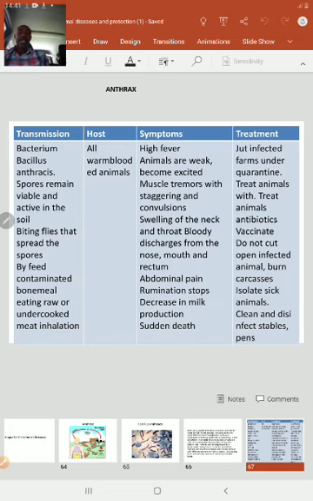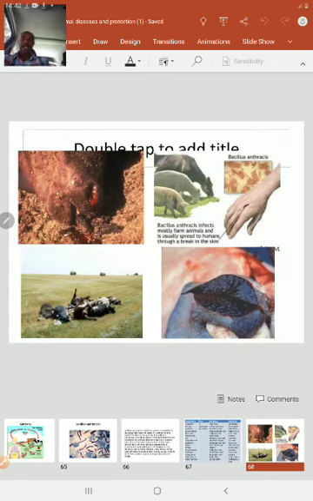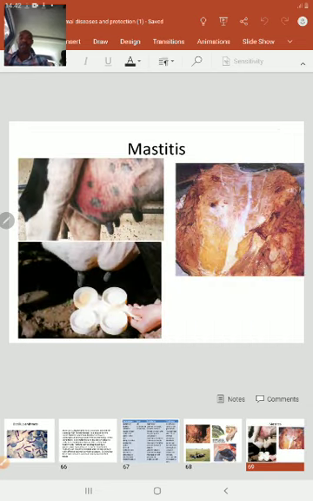The anthrax, it causes high fever and also the bloody discharge. The bloody discharge from the nose, mouth, and rectum. That's the one that was there on the exams. Also muscle tremors and staggering. All right, and then you need to quarantine and vaccinate. Right? Quarantine and vaccinate. You can see there the effect that it can do. It kills masses of animals.